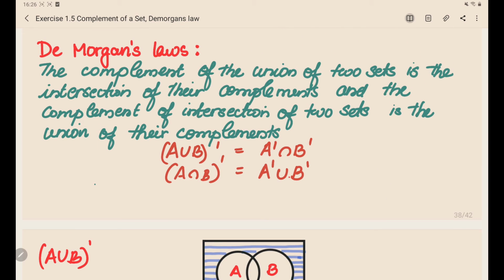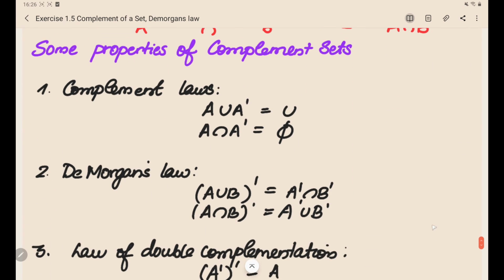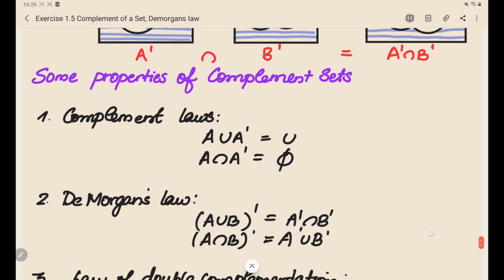So what is De Morgan's law? Once again, the complement of the union of two sets, that is A union B, the whole complement, is the intersection of their complements. If you take those elements and take the complements, A complement intersection B complement is the same as A union B, the whole complement. I hope it's clear.